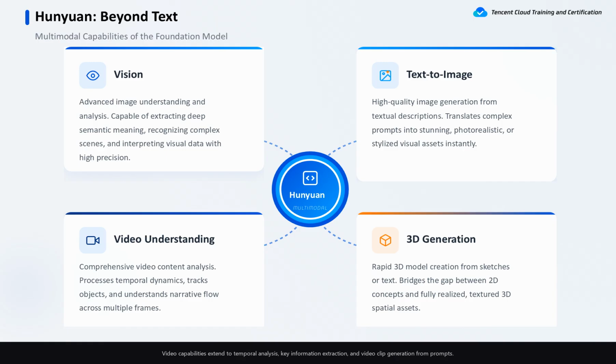Video capabilities extend to temporal analysis, key information extraction, and video clip generation from prompts. Three-dimensional content generation allows producing 3D models from text or 2D images, opening applications in game development and product design. The technical foundation is a unified semantic representation space where different sensory modalities are encoded into compatible embeddings, allowing coherent cross-modal reasoning that approaches how humans integrate diverse sensory inputs to understand the world.